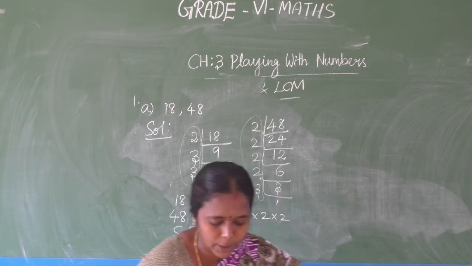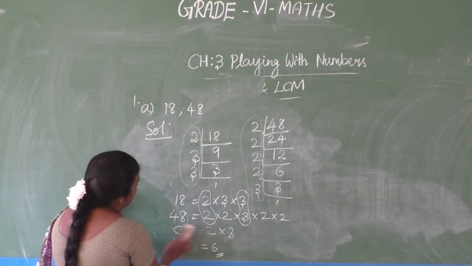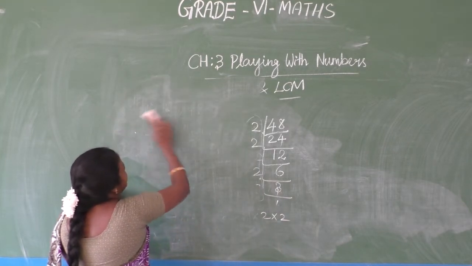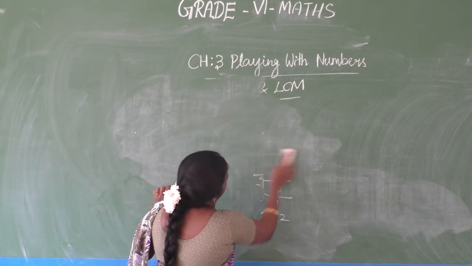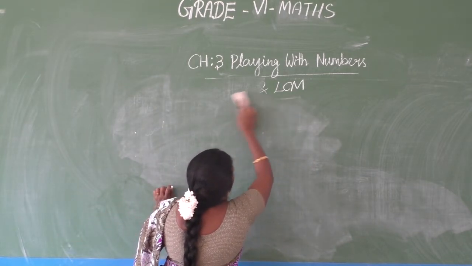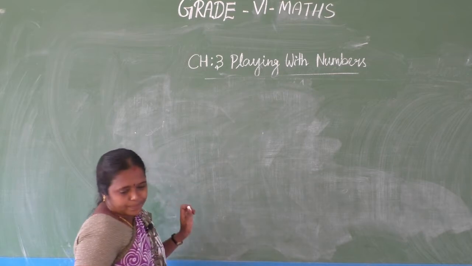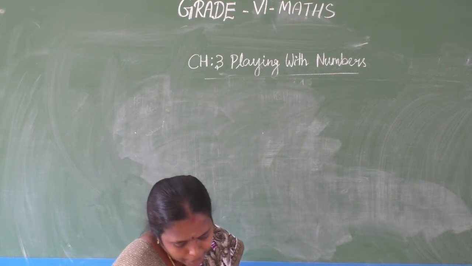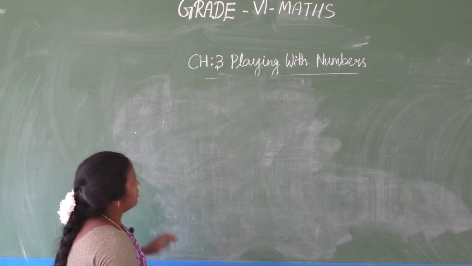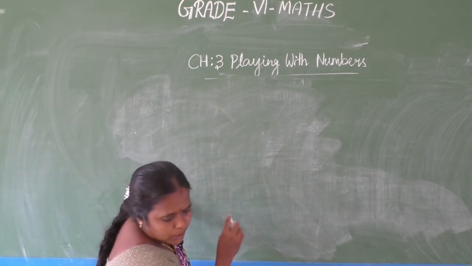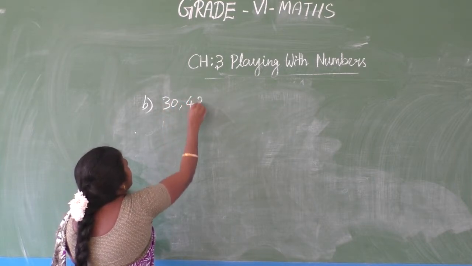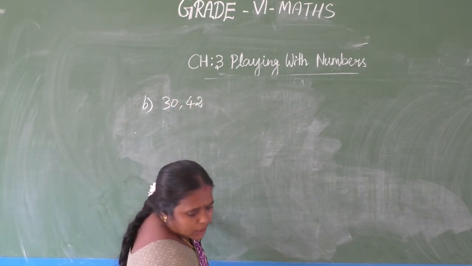I will try one more question here. See, question J I am trying. 12, 45, 75 given. Raise one more question. B I am doing. 30, 42. What is it? 30, 42.